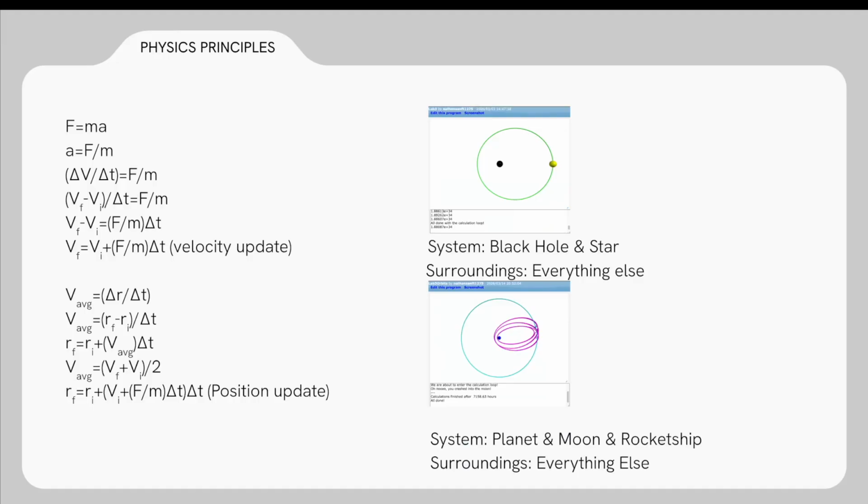So for this lab, we needed to use Newton's second law of motion to derive the velocity update and the position update formulas that we were going to use in the GlowScript computational models. Now, the system for the first half of the lab was the black hole and the star, and the system for the second half of the lab was the planet, the moon, and the rocket ship.